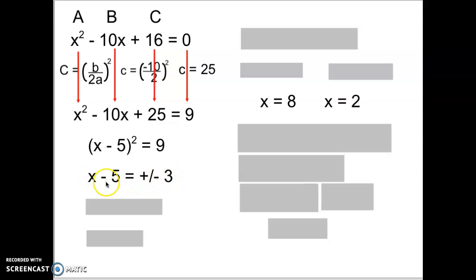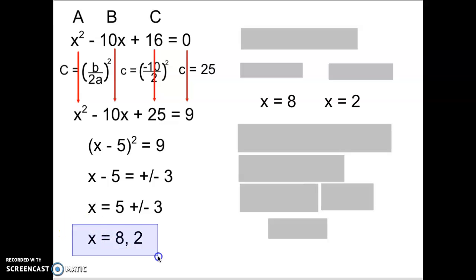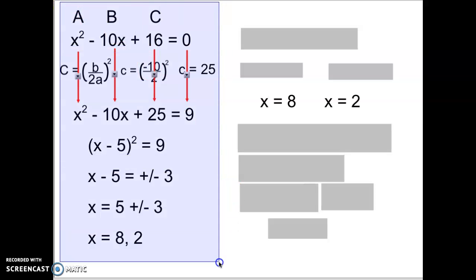In order to solve for x, we've got to add 5 to both sides, so we'll do that. When I add 5 to both sides, what is 5 plus 3? You're right, it's 8. What's 5 minus 3? You're correct, it's 2. You'll notice that our x-intercepts are 8 and 2, just like they were when we factored and used the zero product property. So this right here is how you complete the square to find that.